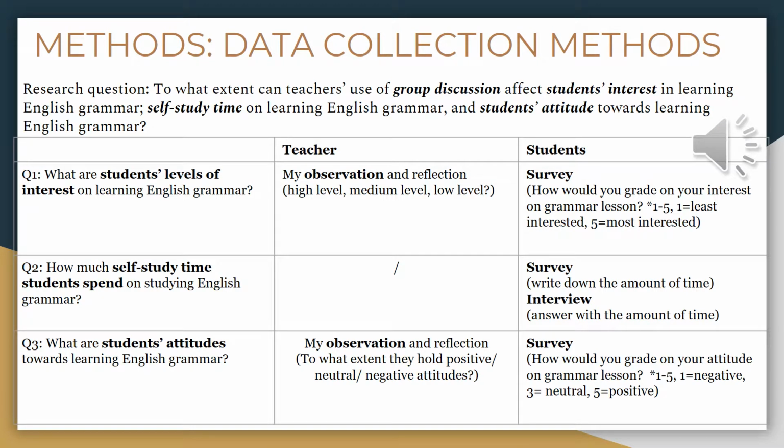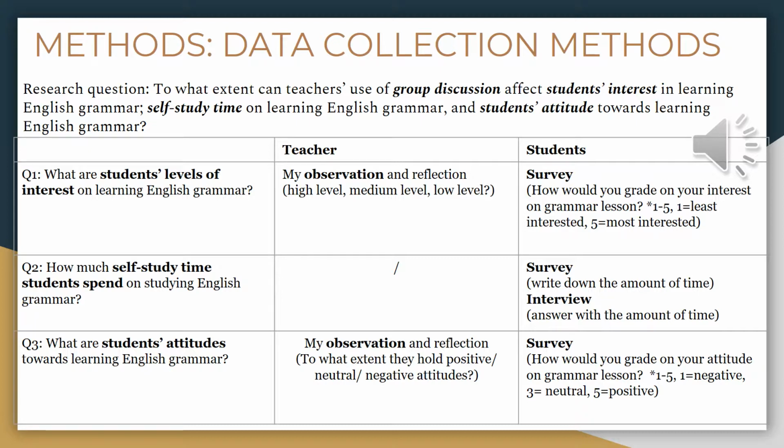There are three main questions we are going to ask during the research process. The first one is, what are students' levels of interest in learning English grammar? The teacher at this stage will complete observation and reflection to evaluate if students have a high, medium, or low level of interest in learning English grammar. Students at this stage will be required to complete a survey and rate their interest in grammar lessons from 1 to 5.